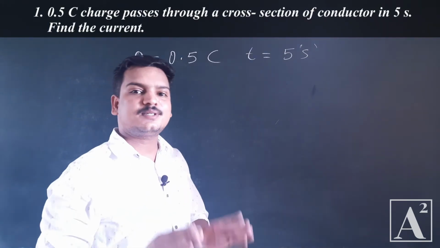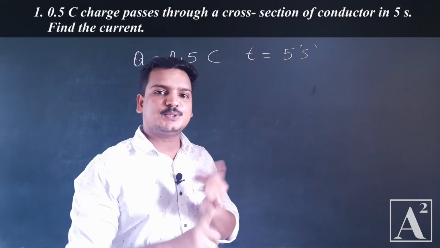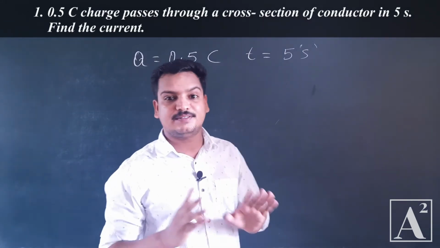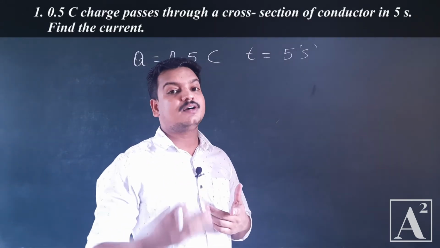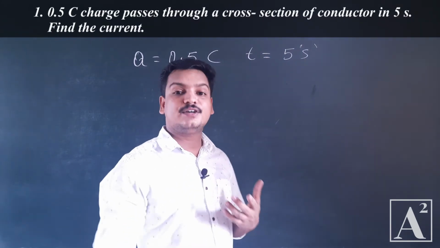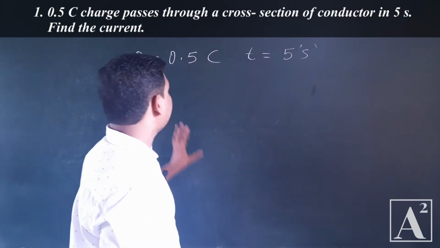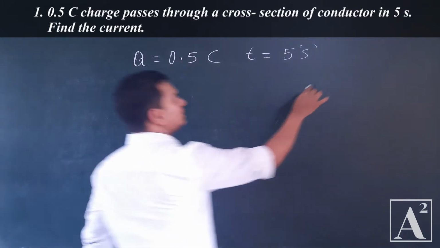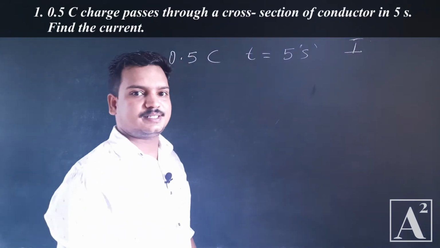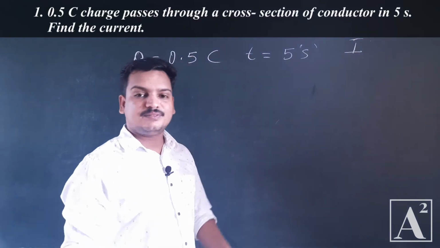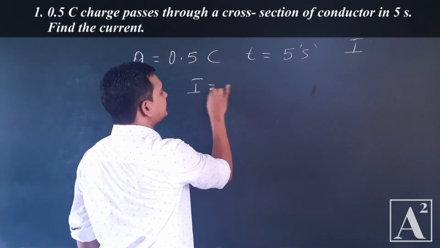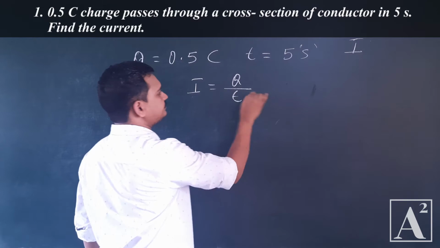Whenever you are solving a physics numerical, first you want to understand what are the given things. So these are the given quantities. After that, we want to understand what we want to find. In this case, we want to find current. We don't know what the current is, right? This current I that we are going to calculate. For that, we have the basic equation I is equal to Q by T.